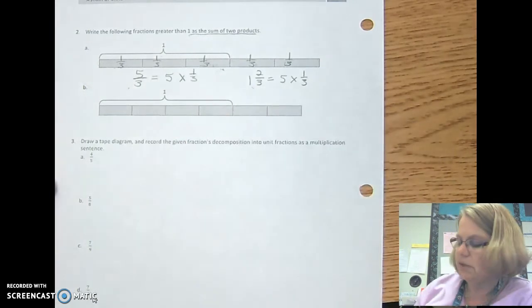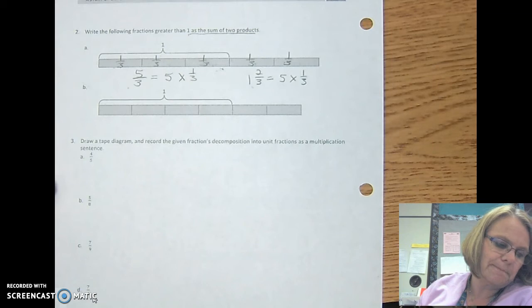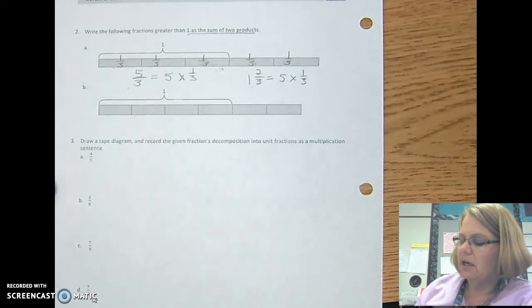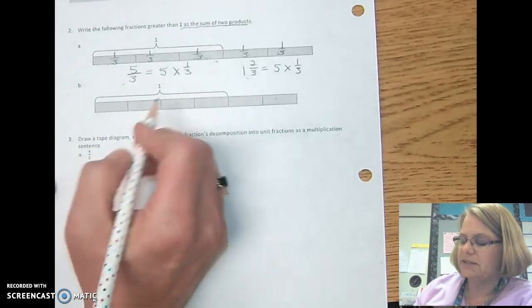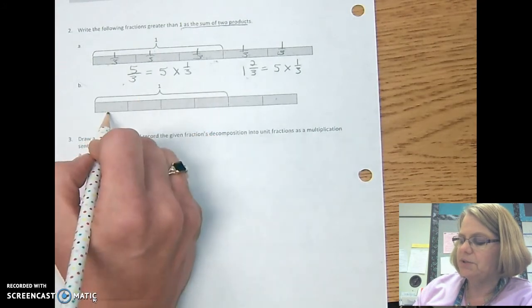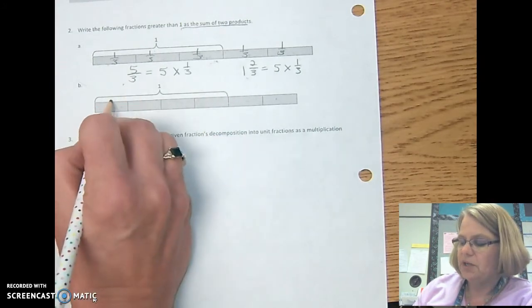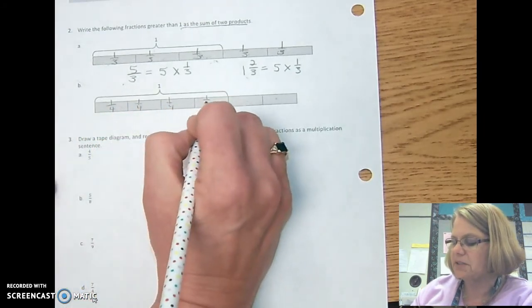Now I want you to pause the video and do letter B on your own. Okay, welcome back. On letter B, we have 1, 2, 3, 4, 5, 6. 6 boxes, but it's broken up into what? Fourths, right? So you should have 1/4 in each of these boxes.